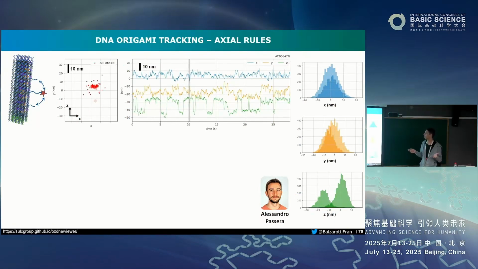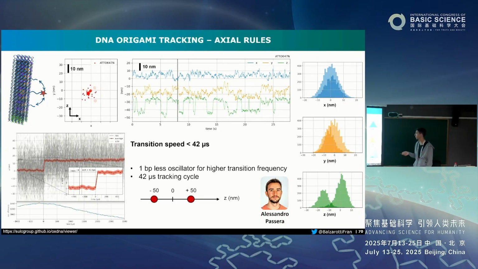So how does this track? What you see here is a DNA origami. This is an object made out of DNA that you can use as a probing sample. And what we mounted here is an oscillator on top of the origami. The oscillator can flip a fluorophore up or down, and that's what we measure here in the Z direction, the axial direction. And this works very, very well. High time resolution, very high spatial resolution. And we can measure transition speeds.